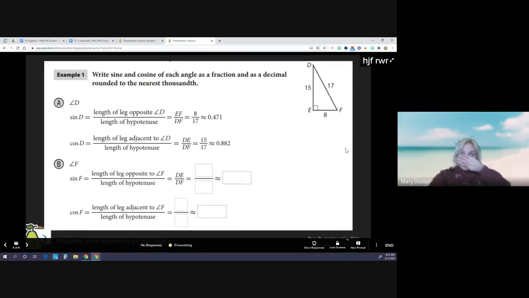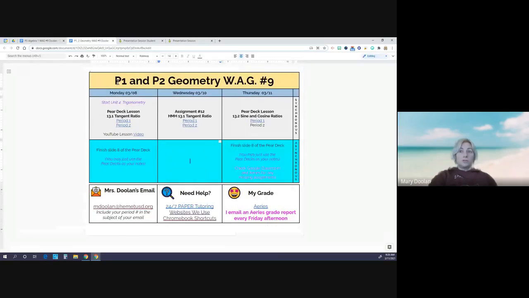So we're going to do this slide together. Remember, you guys, you can use your Pear Decks as your notes. I mentioned to you yesterday what you can do to keep everything organized. The Pear Decks are great because they have all that information there, but they do disappear after 30 days.